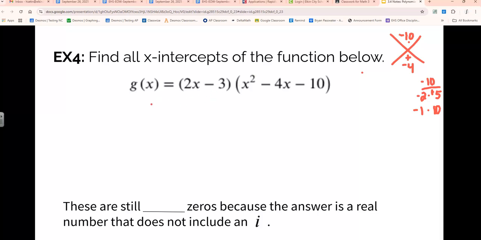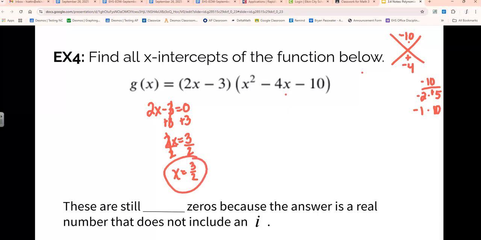So what we would do is we would say that 2x minus 3 needs to be 0. This one's a simple one to solve, so I just add 3. 2x will equal 3, and I'll divide by 2. So x will equal 3 halves. That'll be one of our zeros.